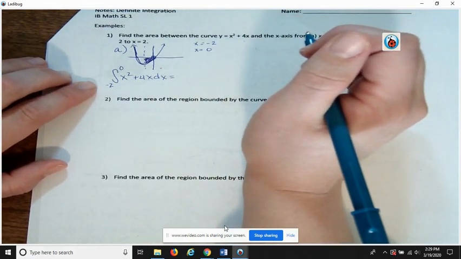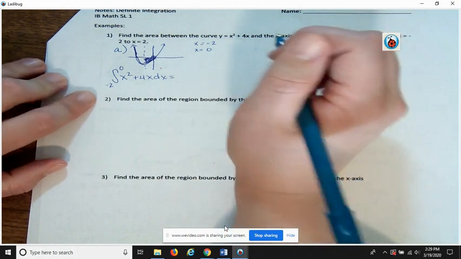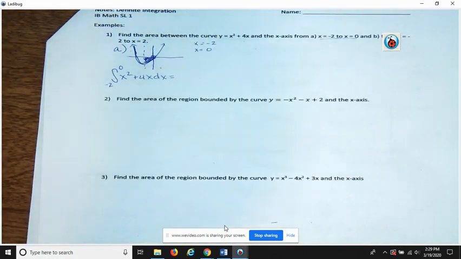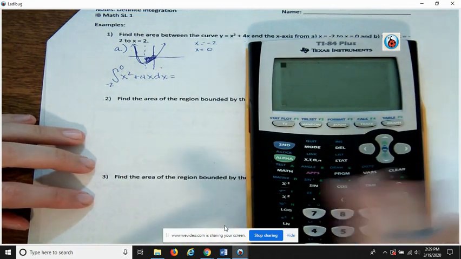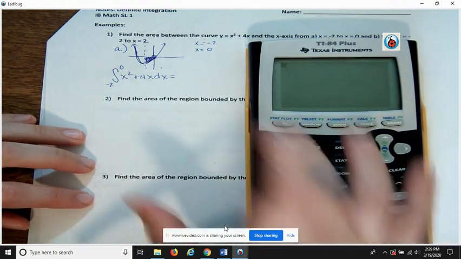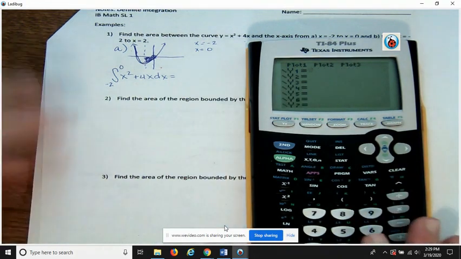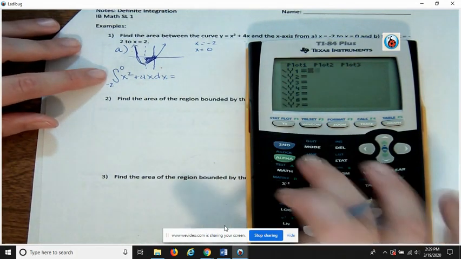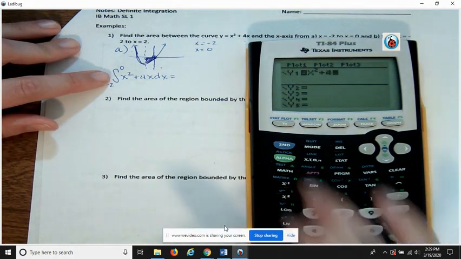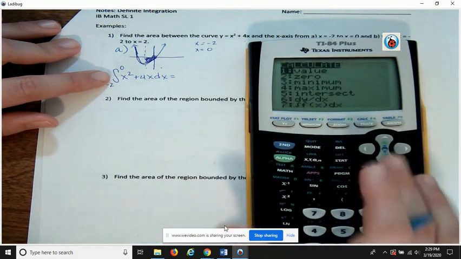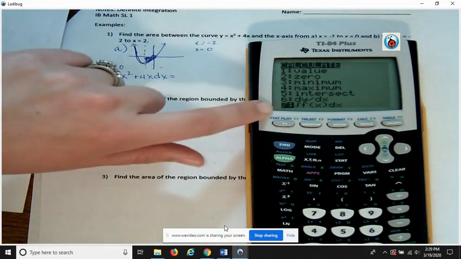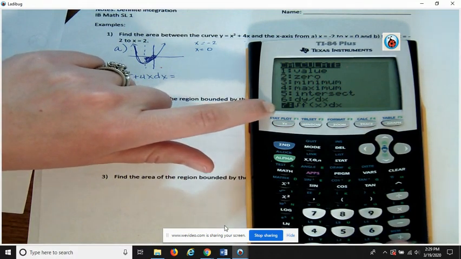And then, so you could do this on your calculator. I guess I should show you how to do that. Or you could do it by hand. So on your calculator, you would type your function into the graphing section. So click y equals, type in x squared plus 4x. And then you would go to second calc and go down to number 7, where it has the little integral sign, and you would click that.